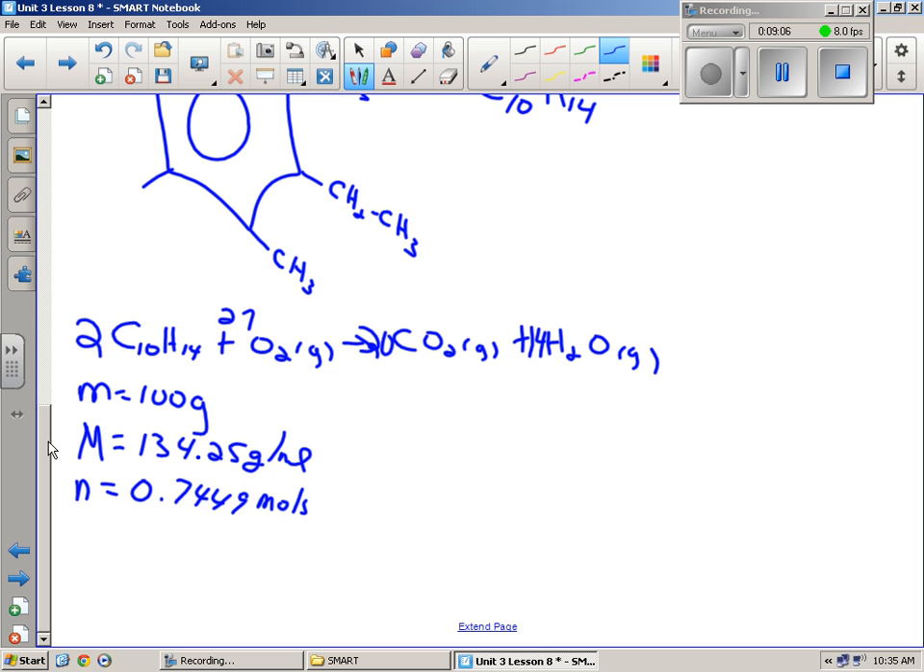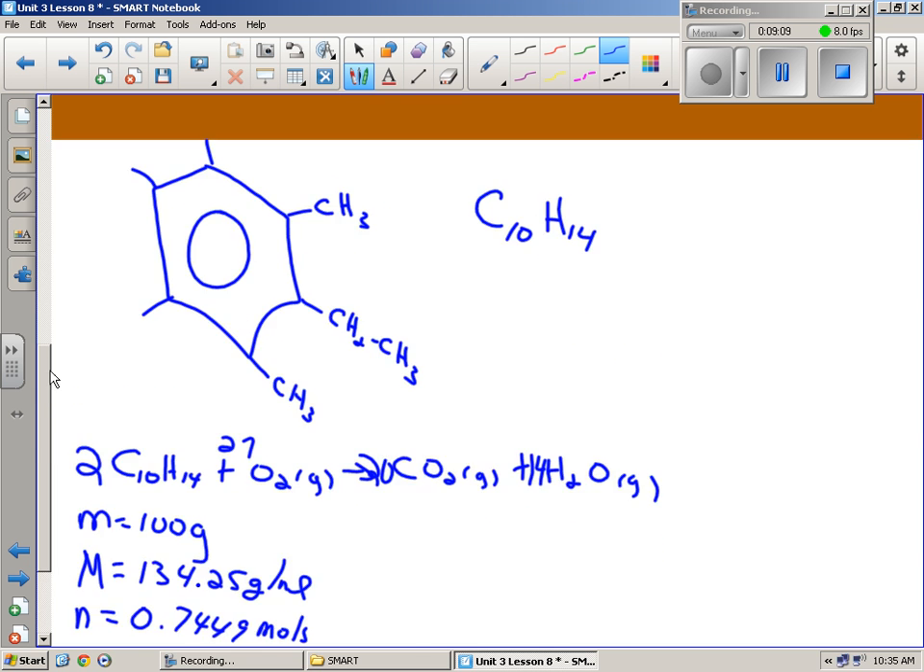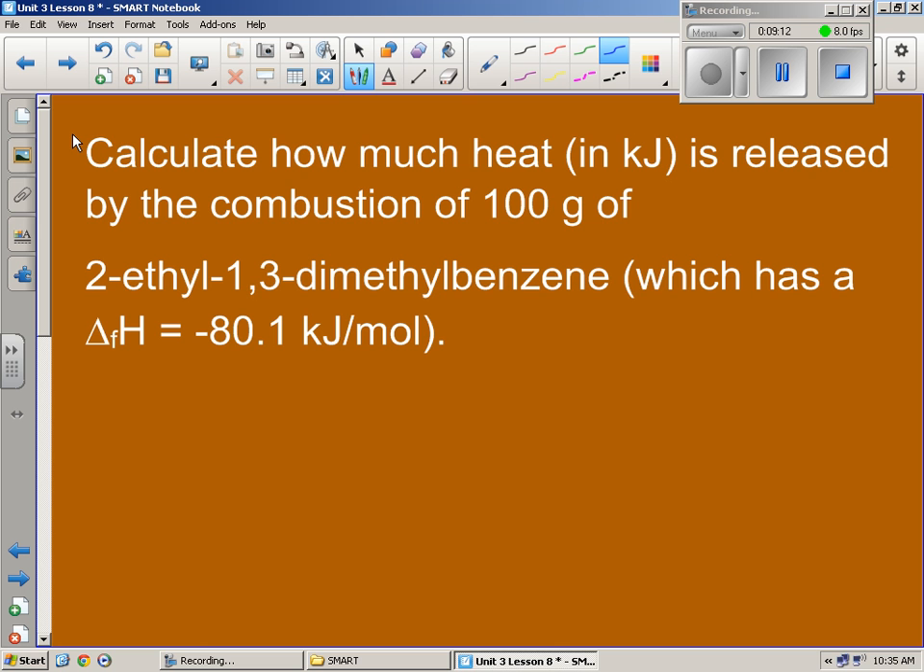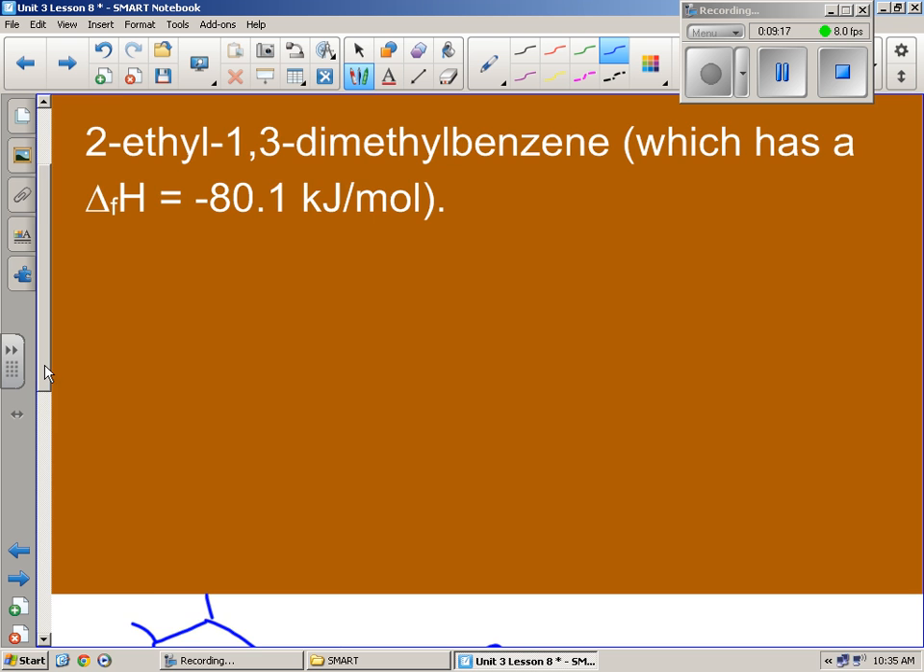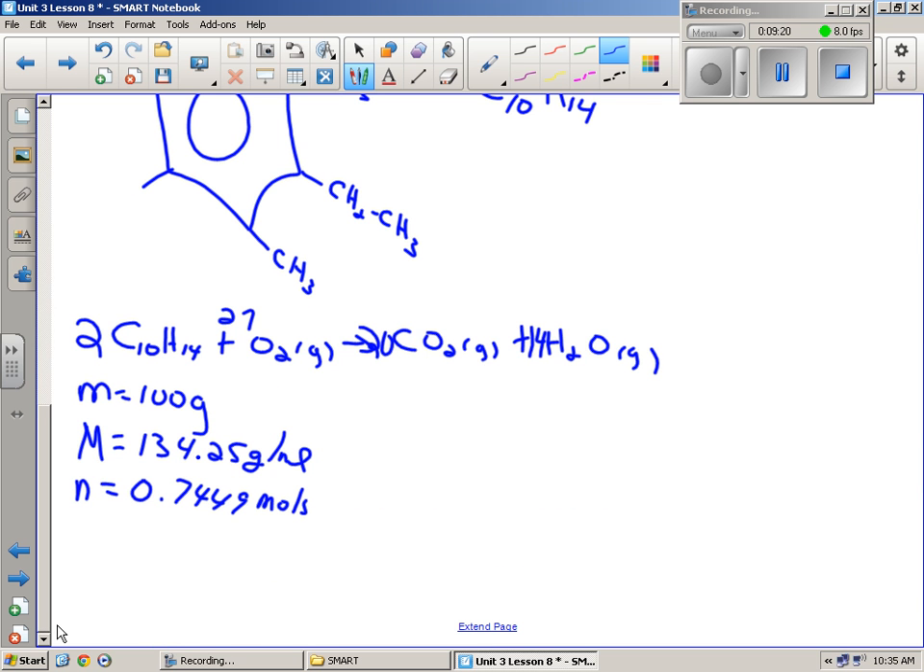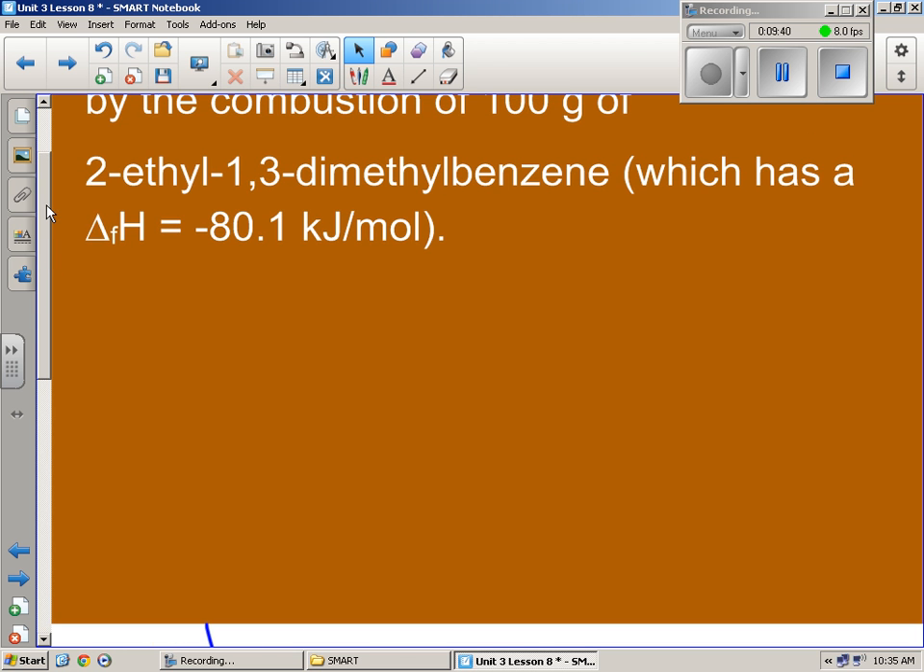That hasn't really answered any part of my question here, but it might help. What else do I need to know here? Well, it says calculate how much heat is released by the combustion of 100 grams, and they tell me delta fH here. So what can I do with this now? What do you think? Yep. Well, I was kind of hoping you'd say that, because that tends to be the common response, people want to take the moles and multiply it by that. But the problem is, this is delta fH, yes? Not delta cH.